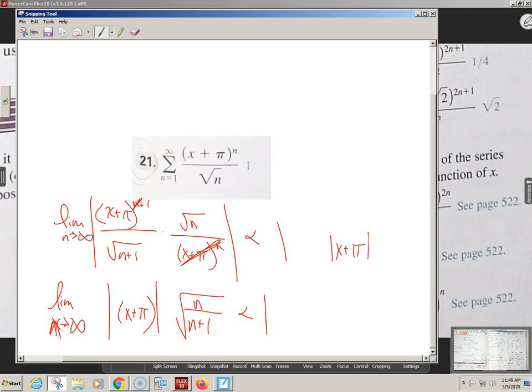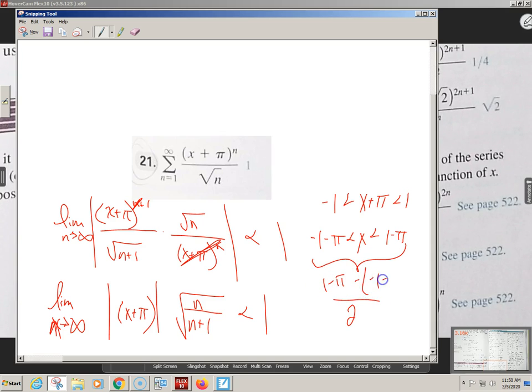Hold on, absolute value. Can't I just go ahead and put it in between 1 and negative 1? So I'm putting it in between 1 and negative 1. I can go ahead and solve for my x plus pi between negative 1 and 1. I can subtract pi on this side and on this side. But then I need to figure out the distance between and then divide by 2. So I'm going to take half of what's on the right minus what's on the left.